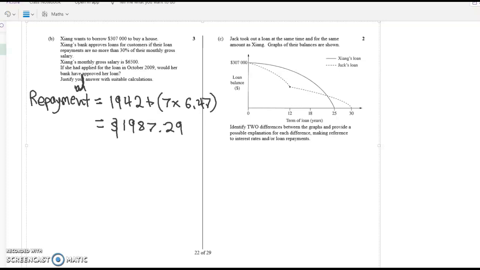Now, the bank's only going to approve it if this person can afford to pay that amount, and the maximum they can actually afford to pay, according to the bank, is 30% of the monthly gross salary. So we've got to find 30% of the salary.